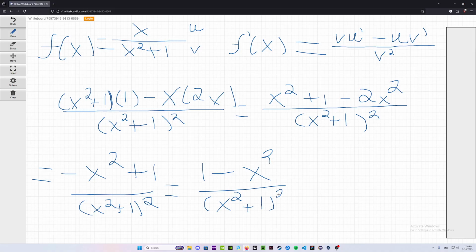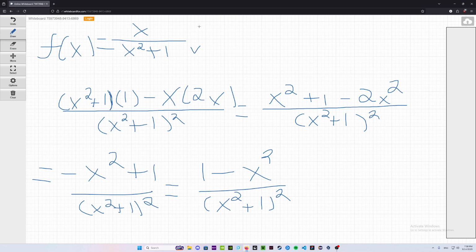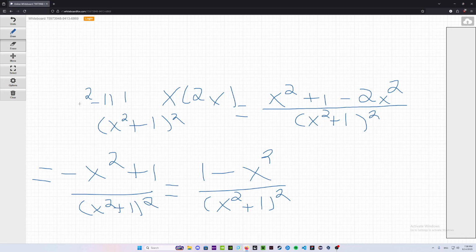So this is going to be your answer using quotient rule. And of course, you're going to have more complicated problems than this, but this is kind of like the basis of it. So now I'm going to explain higher order derivatives.